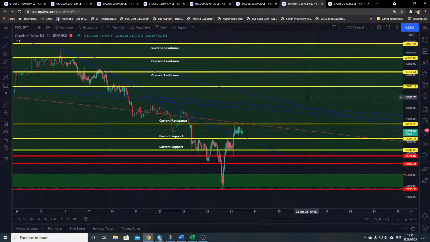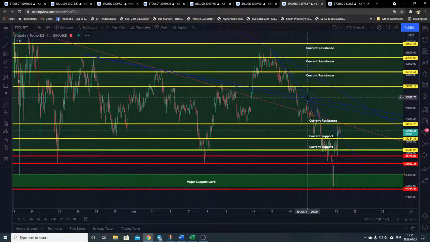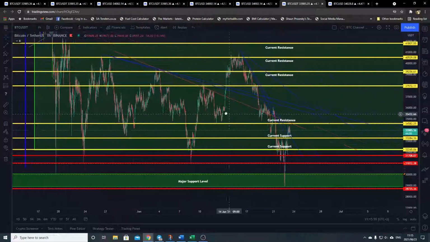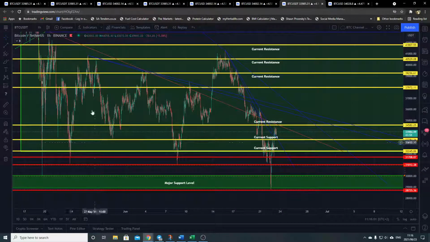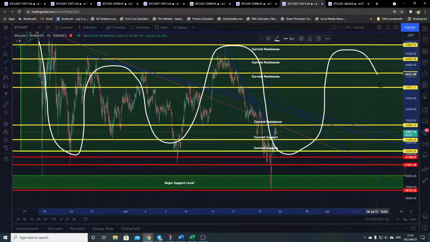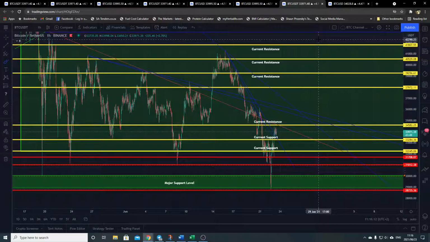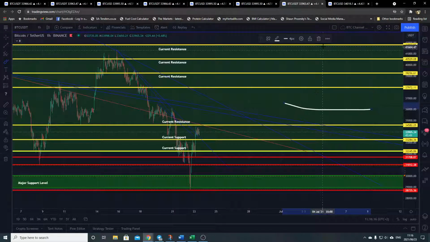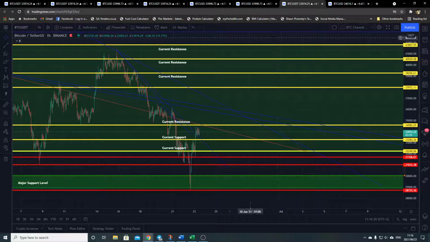So you can see now the channel that we are in. We are floating around here. We've come down, we've gone up, we've come down, we've gone up, and we're probably going to carry on like this for the next couple of weeks. If something happens drastically, then we'll probably break this and use this area for support on the top here.